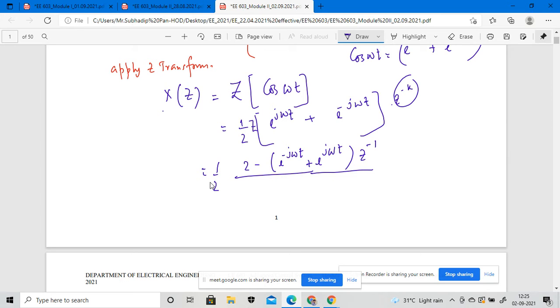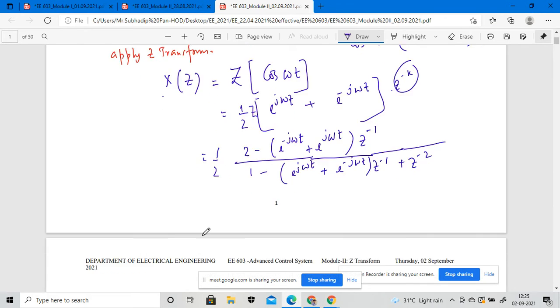So it will come z to the power minus, so we are applying the z inverse, divided by 1 minus, 1 minus e to the power j omega t plus e to the power minus j omega t into z inverse plus z to the power minus 2. That means we are expanding this particular equation having a z transformation mode.